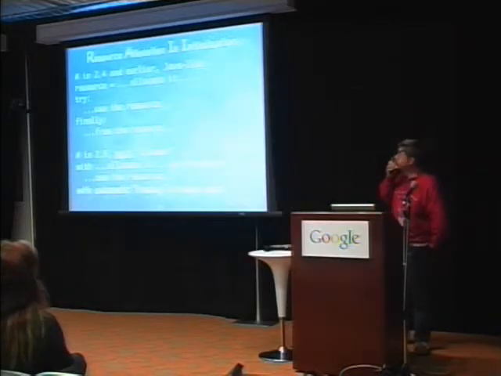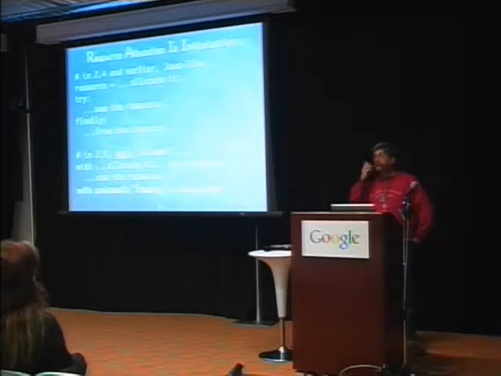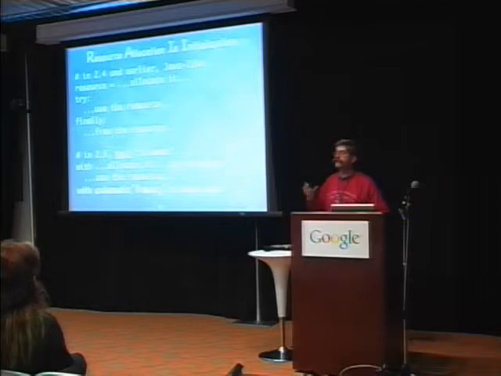And let's move to the meat, the big, substantial, enormous improvement of Python 2.5. Resource allocation is initialization. Something that happened all the time in 2.4 and all earlier versions of Python, and happens all the time in Java, is something like resource equal some expression that allocates and returns a resource. Try a block of code using the resource. Finally, a block of code freeing the resource.